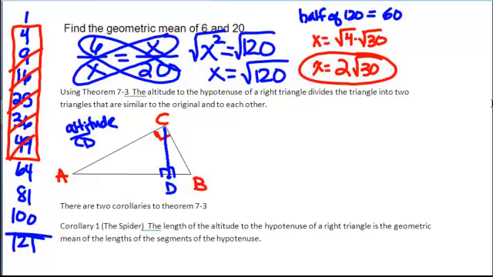Now, according to this theorem, this altitude divides the triangle into 2 more triangles. And sure enough, I got this triangle ADC, this medium-sized one, and this little tiny triangle BDC. And this theorem is telling us that these 2 little triangles, I'm going to call this triangle 1 and triangle 2, are similar to the original triangle ABC. So I have 3 similar triangles. How do I know they're similar?